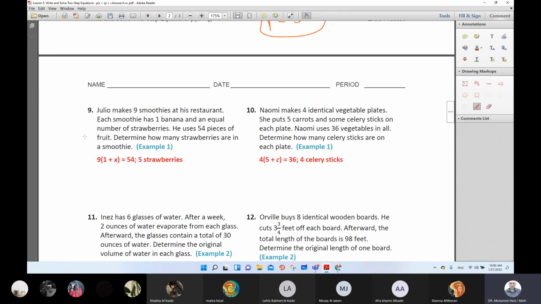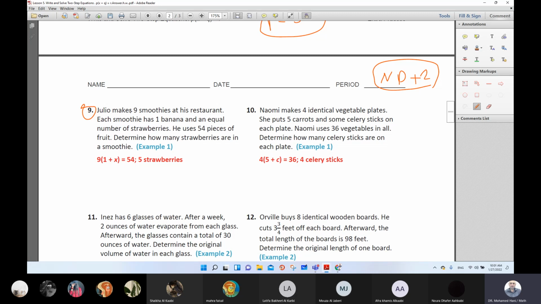Okay, who can read exercise number 9, please? Mr., Noura can I read? Yes, Noura, please. Leo makes 9 smoothies at his restaurant. Each smoothie has 1 banana and an equal number of strawberries. He uses 54 pieces of fruit. Determine how many strawberries are in a smoothie. Thank you, Noura, great work.